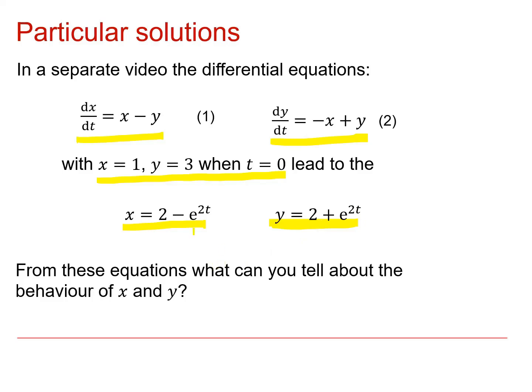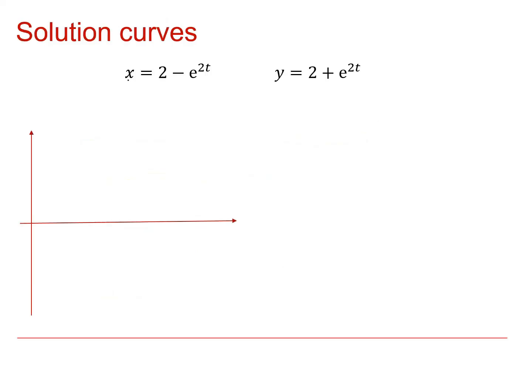However, from those equations, what can we tell about the behaviour of x and y? To look at the behaviour of x and y, it's useful to look at the solution curves. So if we think about a plot here, where this is the t-axis, we'll look at what happens to the values for x and y against t.